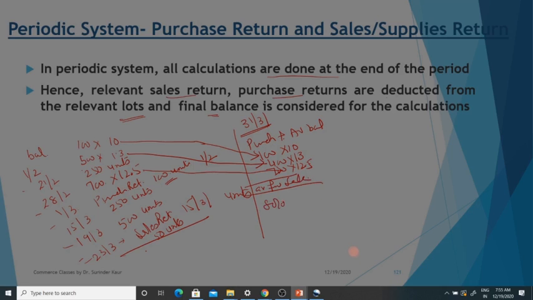Now what is the position of sold units? On 21st of Feb you sold 250 units. On 15th of March you sold another 250, and on 19th of March you sold another 500 units. But out of this lot, 50 units have been returned from the lot of 15th March. So your final sales are 950 units.